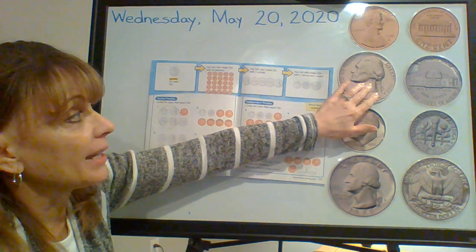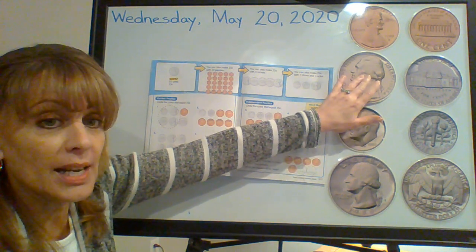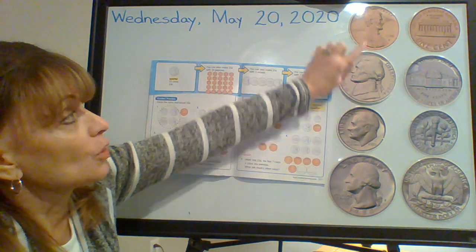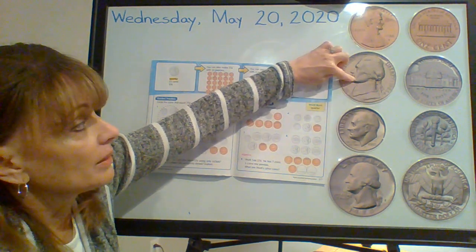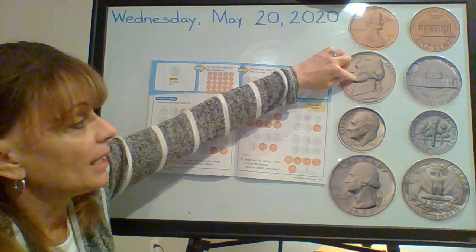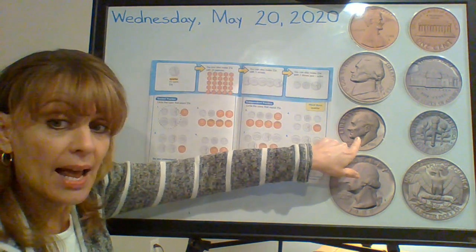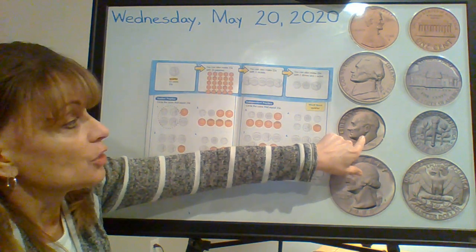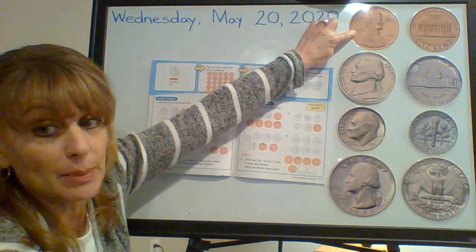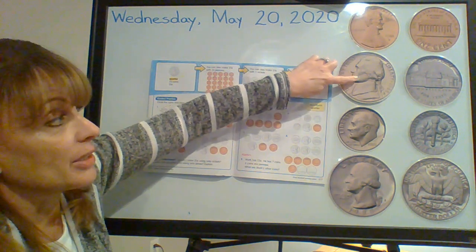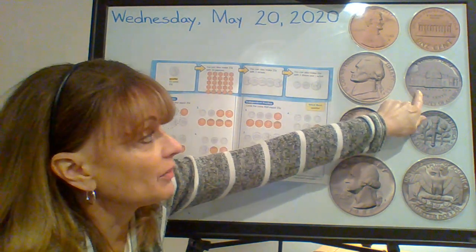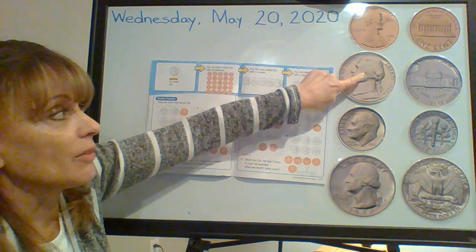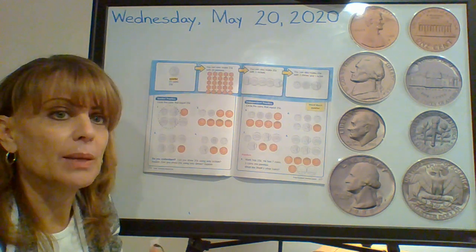Then we added the nickel. The nickel's value is 5 cents. So we know it takes 5 pennies to make 1 nickel. Yesterday, we added the dime. The dime is worth 10 cents. So we know that we can have 10 pennies or 2 nickels, 5 and 5 is 10, or we could have 1 nickel and 5 pennies. And we talked about all the different ways that we can make 10.